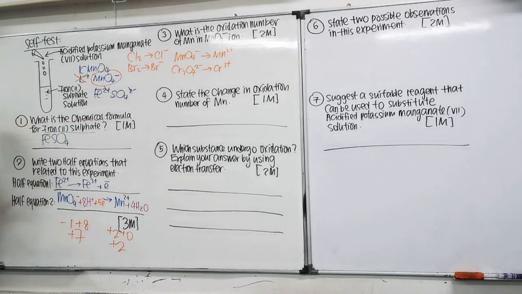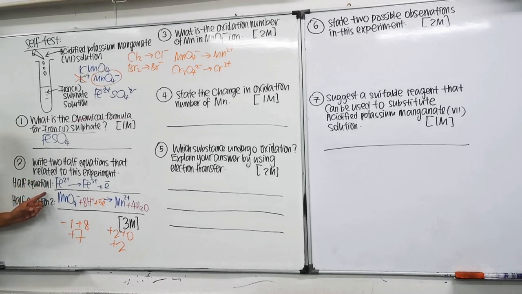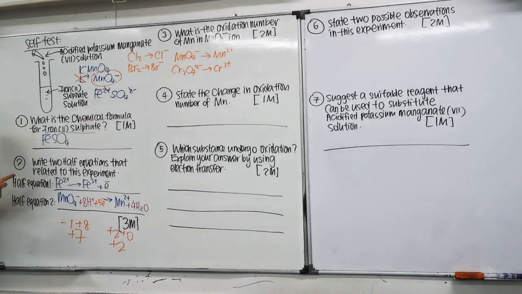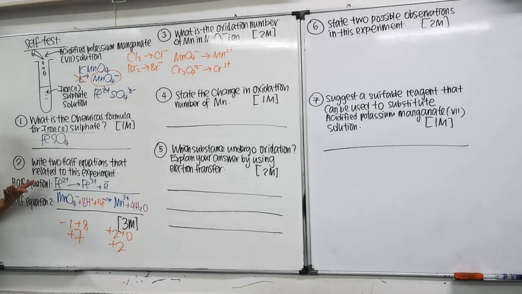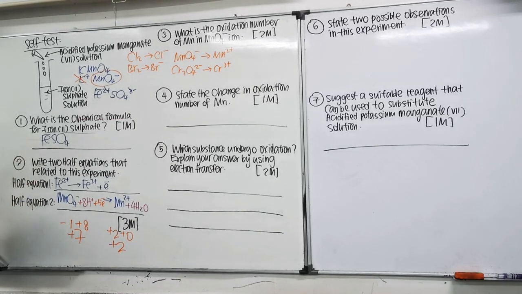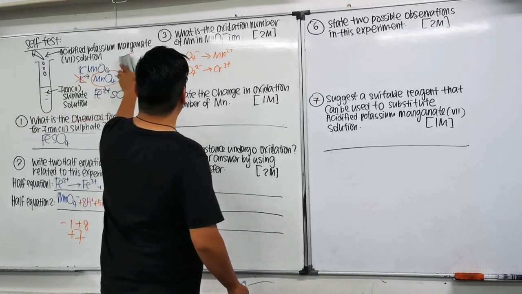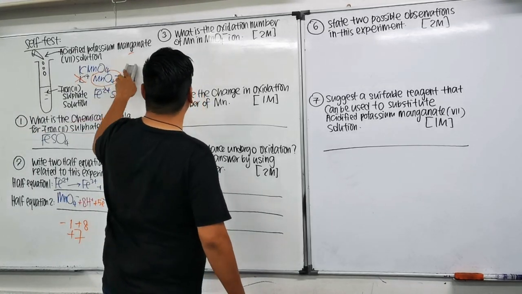So far so good? Make sure you know how to do this equation. This is one of the hardest equations. Manganate and dichromate half equations are the hardest equations you will encounter in your whole SPM. Settle. If you have any question you need me to further elaborate, please feel free to let me know.